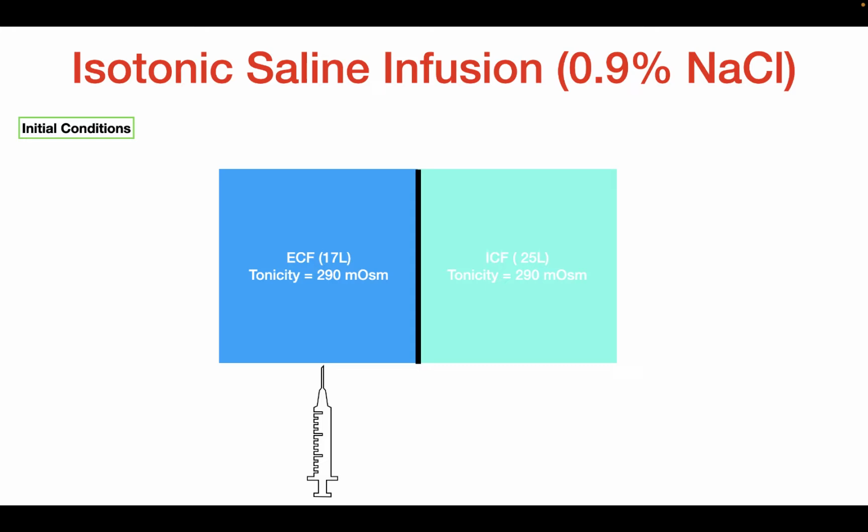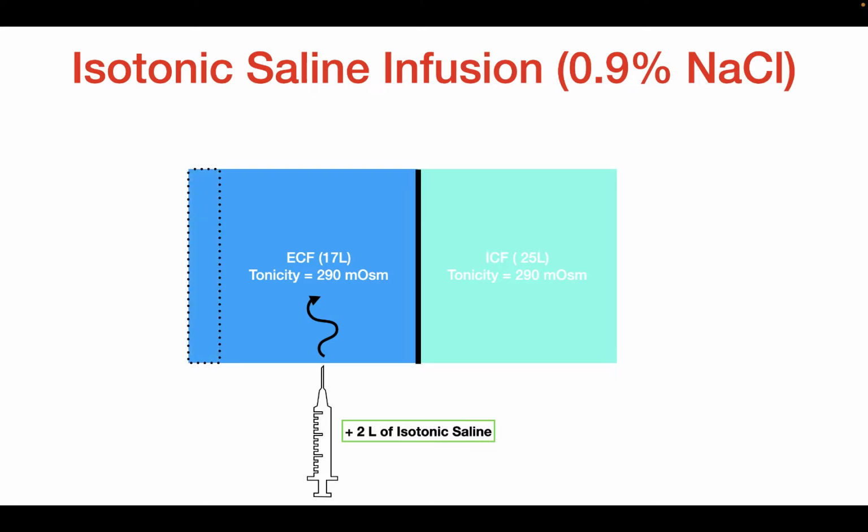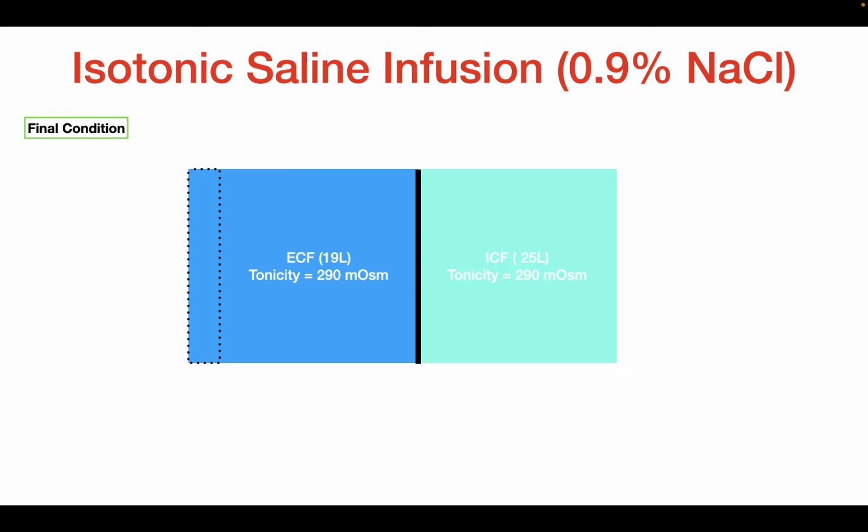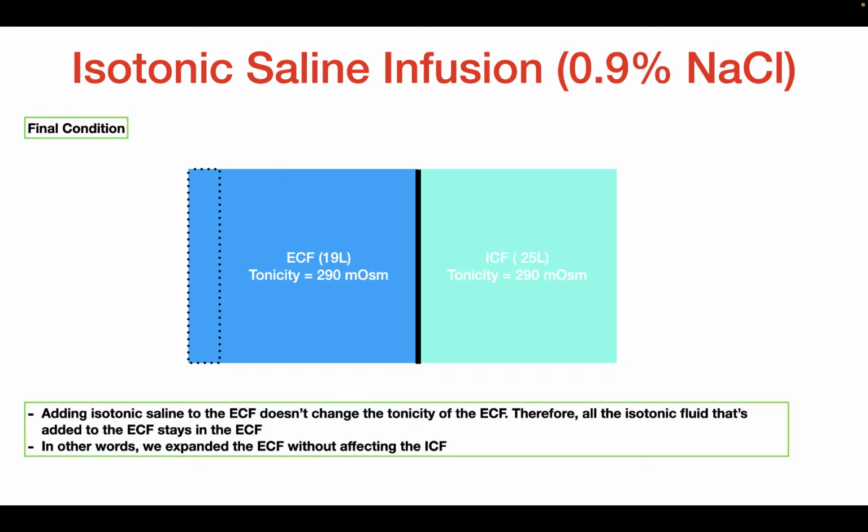So let's just say we bring in a needle, and this needle infuses around 2 liters of isotonic saline solution into the ECF. So what happens initially is that the ECF will expand its volume by 2 liters. But what is going to be the final condition? Well, the final condition is this. After we inject the 2 liters of isotonic saline, all of the saline that we injected into the ECF remains in the ECF. And the reason why is because when we add this isotonic saline into the ECF, we are not changing the tonicity of the ECF. Therefore, all the isotonic fluid that's added to the ECF stays in the ECF. In other words, by adding isotonic saline, we expanded the ECF without affecting the ICF.